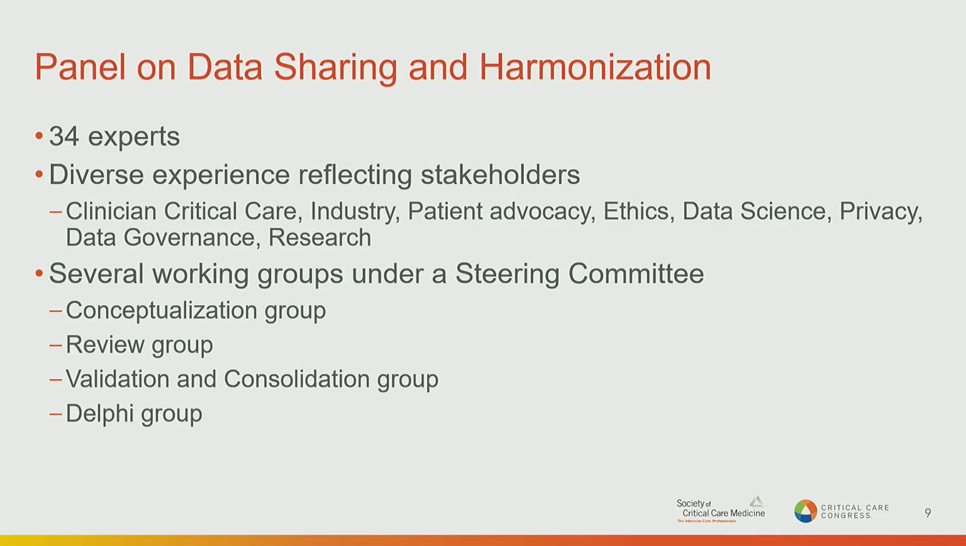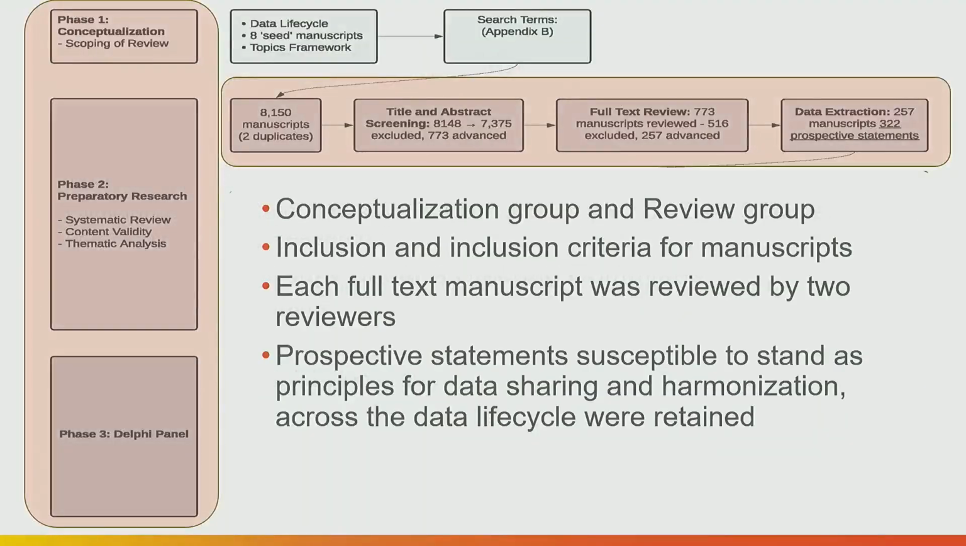The panel on data sharing and harmonization consisted of 34 experts from a variety of domains, as you can see here, and was divided into several working groups under a steering committee: conceptualization group, review group, validation group, and finally a Delphi group. The 3 phases of this effort consisted of conceptualization of how the project would work, then a preparatory research phase, and then the Delphi panel phase, as you can see.